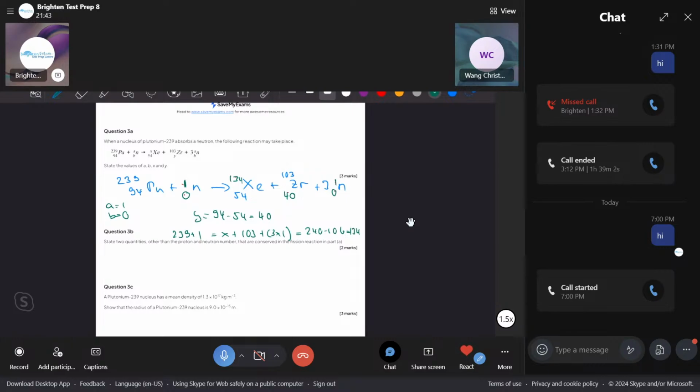This is kind of more algebra than physics, but of course you have to put together the right pieces. The interesting thing is that I shoot a neutron at the plutonium, and what I get is that it basically disintegrates, forms two new elements, and emits three neutrons.